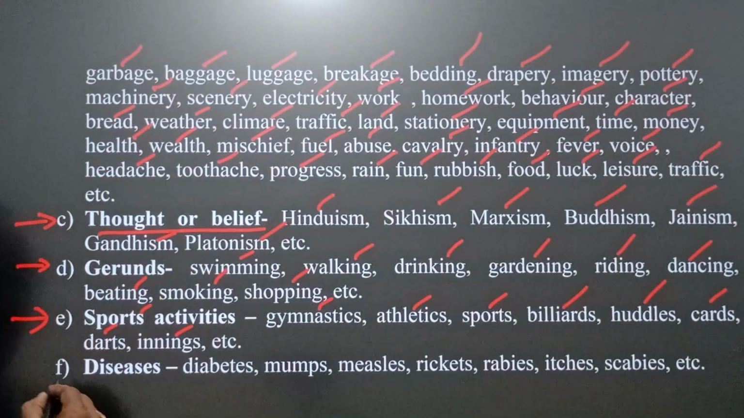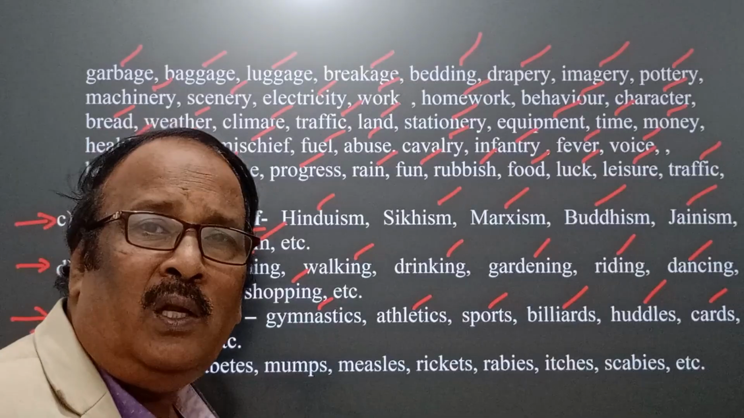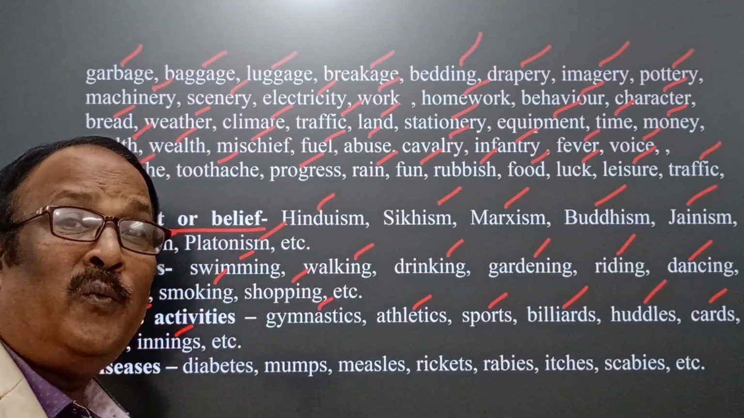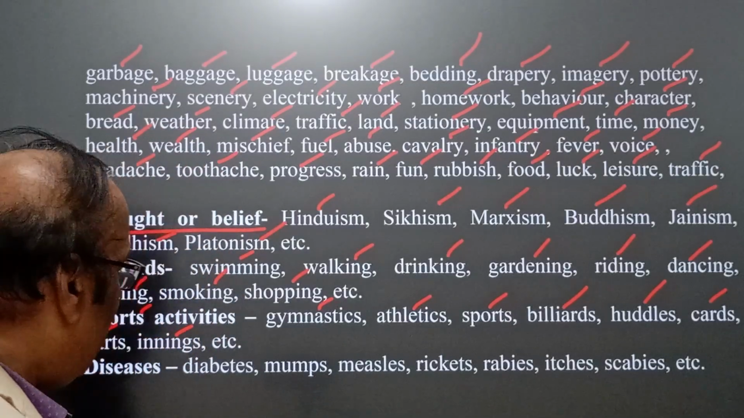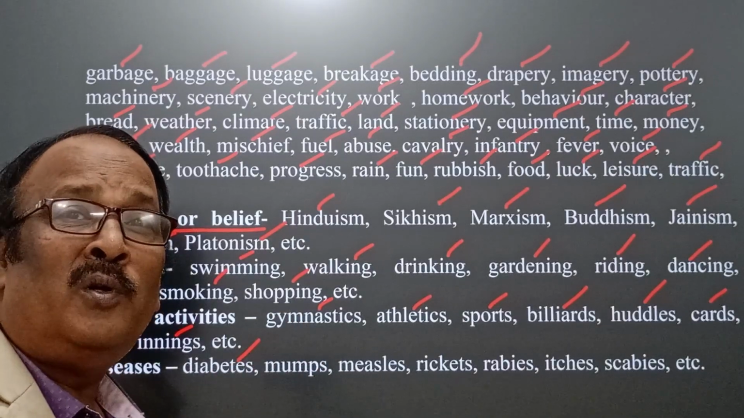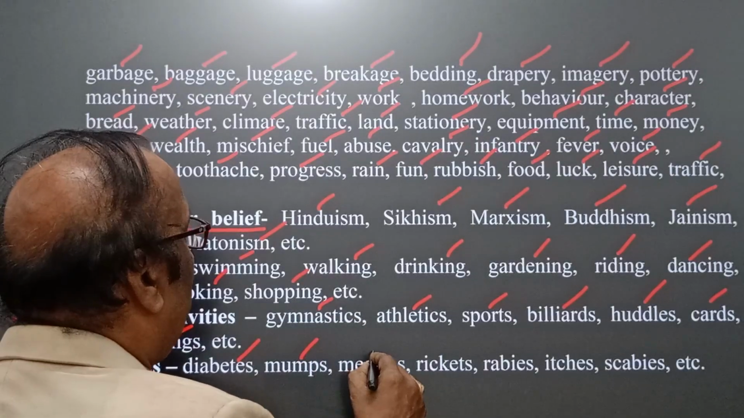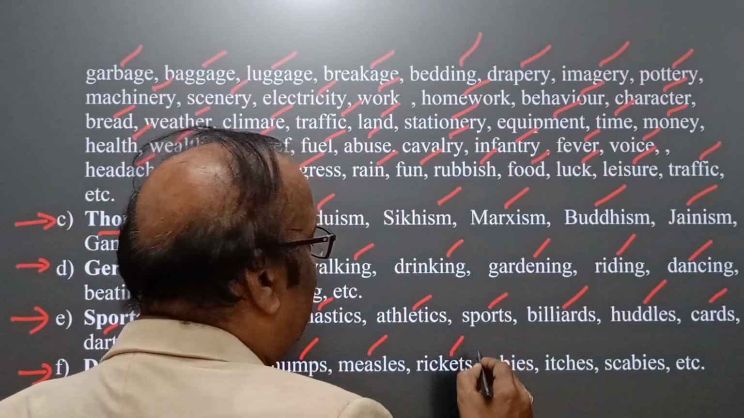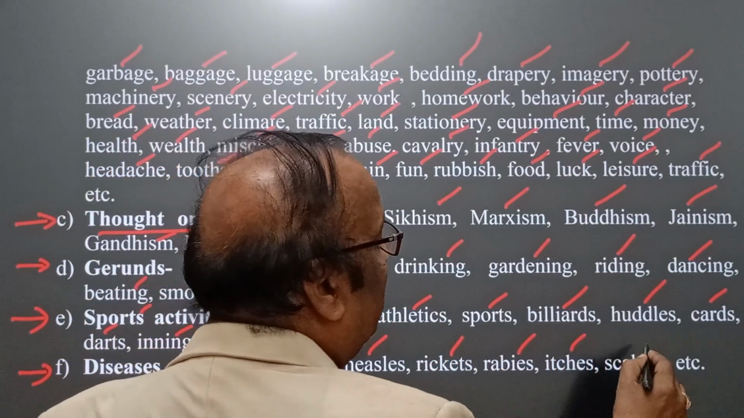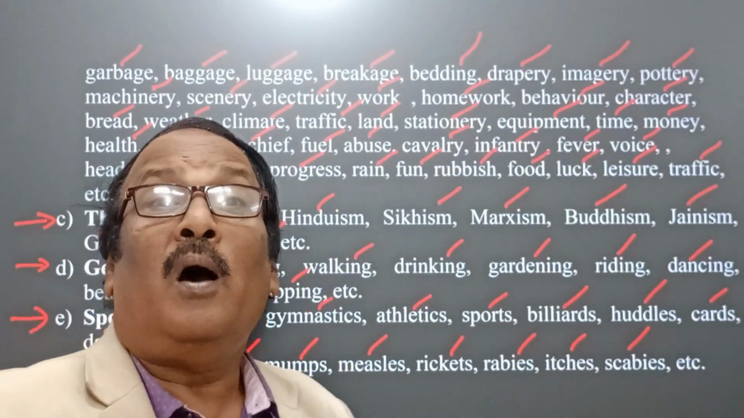Okay. Now the final idea of today's discussion, that is diseases. In the case of diseases, we just feel, suffer, but we cannot count them. How? Diabetes, naturally the most harmful disease even today. Mumps, measles, rickets, rabies, itches, scabies, and so on are also the abstract nouns.